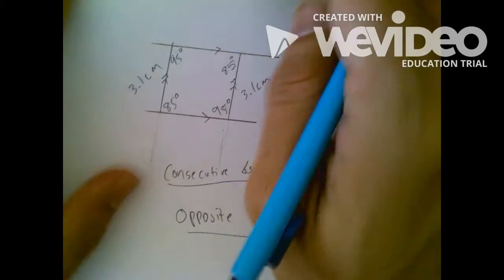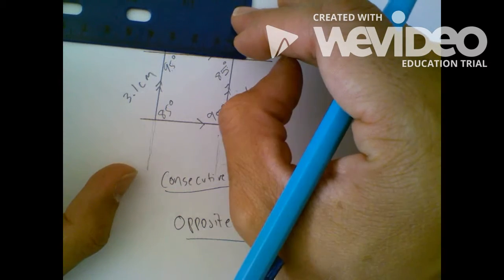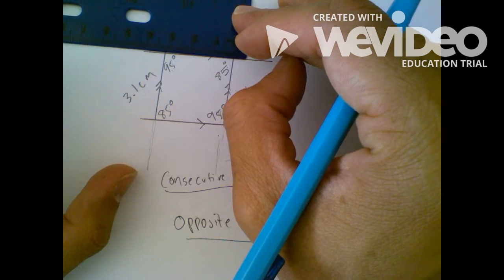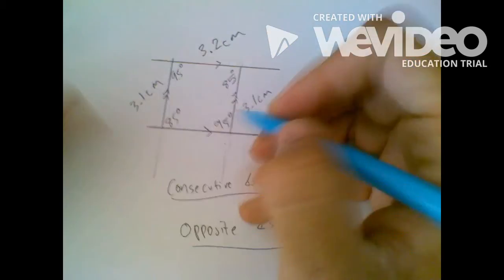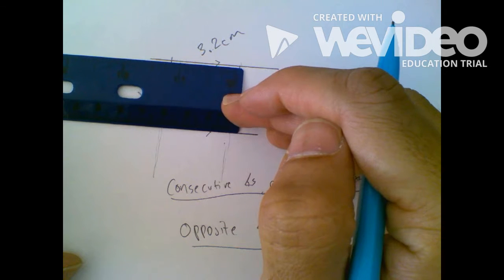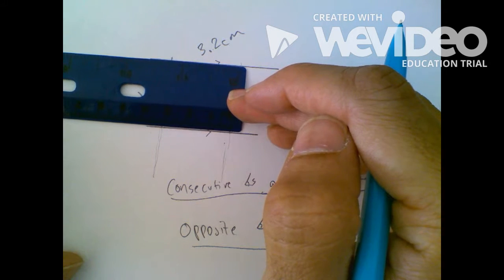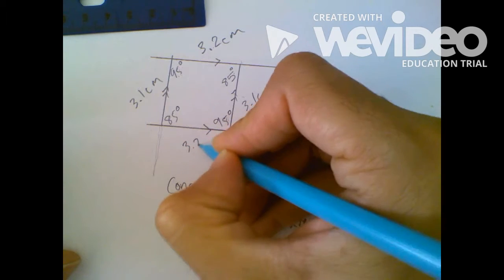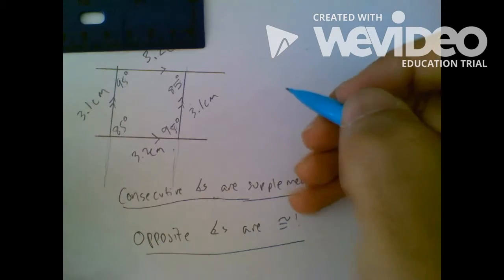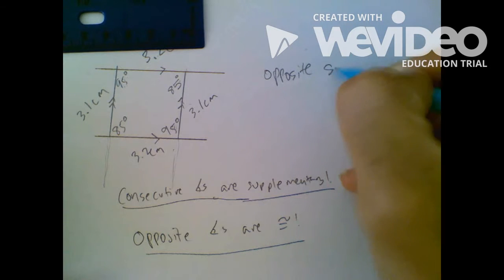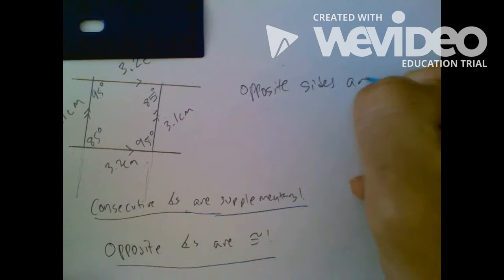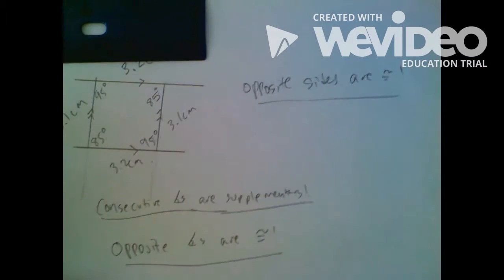What about these two? This is about 3.2 centimeters. And let's see what this one ends up being. This one's also about 3.2 centimeters. So now we can conclude that in a parallelogram, opposite sides are congruent. That's another property. So now we have three properties.